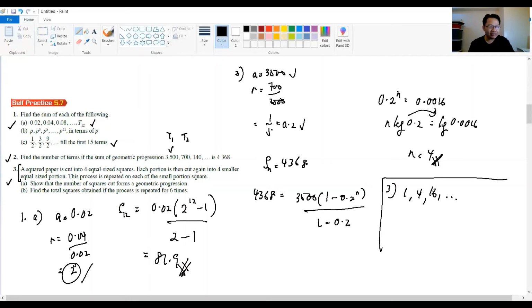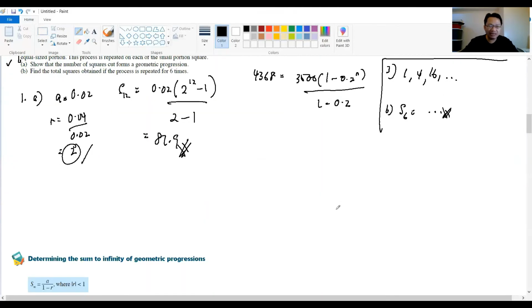Part B: find the total number of squares obtained if the process is repeated 6 times. That means we want to find S6. For question B, S6, I leave it for you to try. Settle.